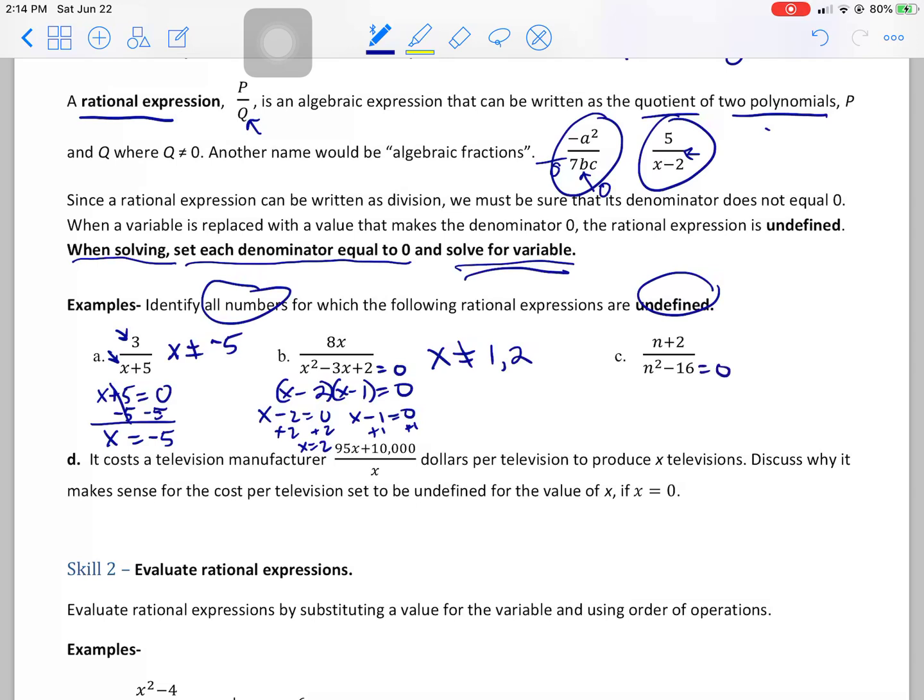Set your denominator equal to 0. This is a 2-term factoring, perfect squares, root, positive, negative. So that's how you would factor that 2-term. Set each factor equal to 0. Solve for your variable. So n in this case can't be 4 or -4. That would make them undefined expressions. Okay.